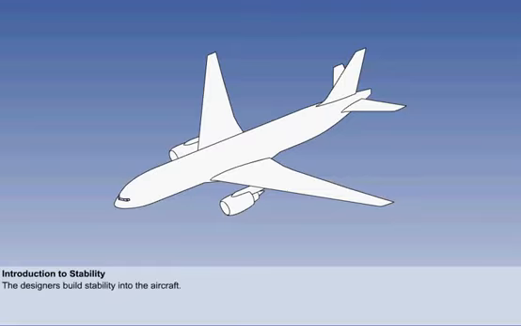If an external force disturbs an aircraft from a steady state of flight, it is stability, built into the aircraft by the designers, that gives it the tendency to return to a steady state of flight without any help from the pilot. In this regard, all aircraft must have several qualities.